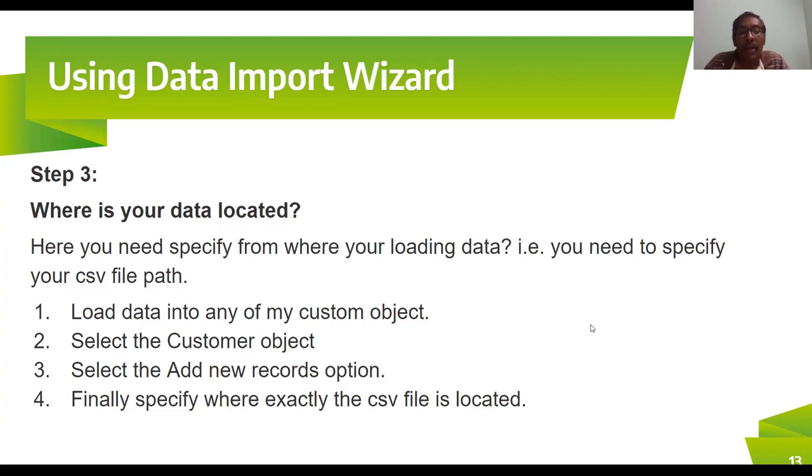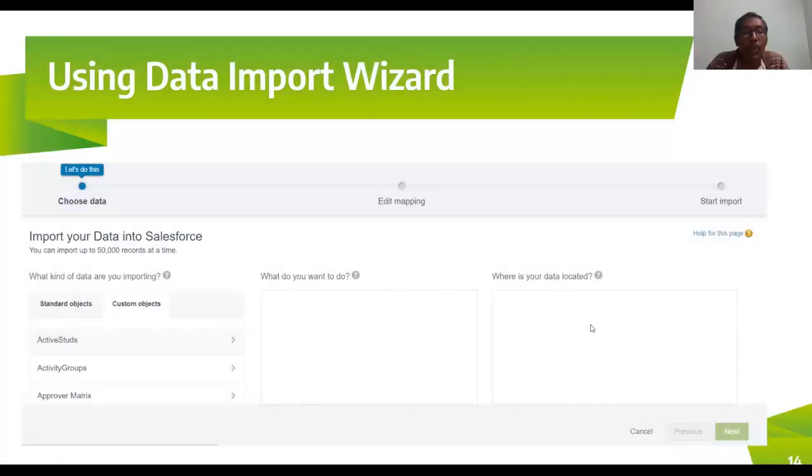To load the data into any of my custom objects, select the custom object, then select the add new record option, and finally specify where exactly the CSV file is located. Right? This is the step that we're going to do for importing the data. First, you're going to load the data, for which you're going to select the custom object. Second, you're going to load the data into any of my custom object, then select the customer object, right? And then select the add a new record option, and then finally specify exactly where the CSV file is. Once you do that, right?